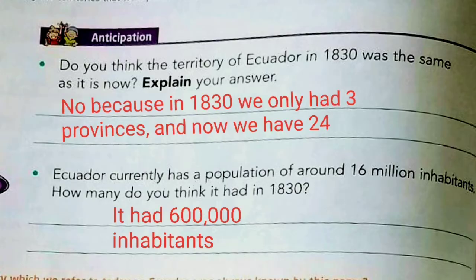Now the first one says, do you think the territory of Ecuador in 1830 was the same as it is now? Explain your answer. Now, I would have said no, because in 1830 we only had 3 provinces and now we have 24. Now, the second one says Ecuador currently has a population of around 16 million inhabitants. How many do you think it had in 1830? I would have said it had 1,600,000 inhabitants. And most of you answered correctly.